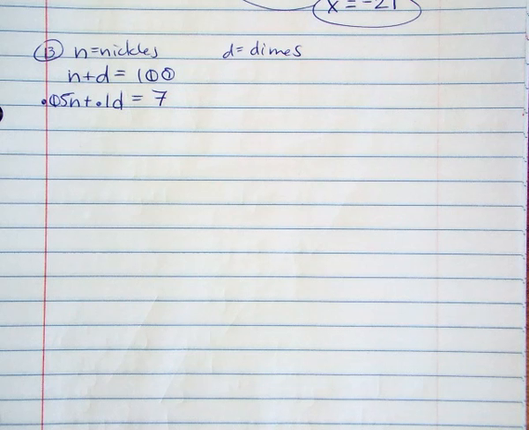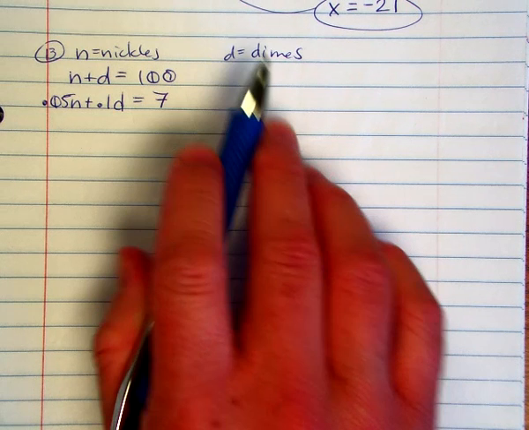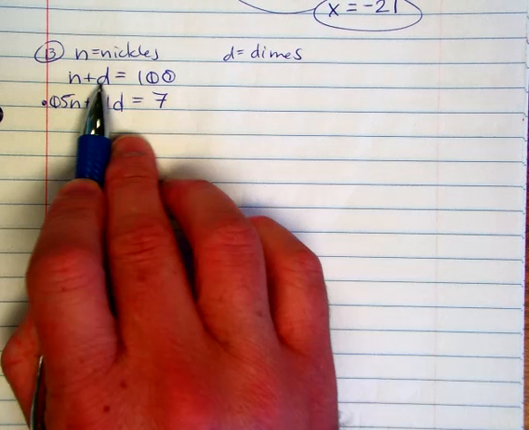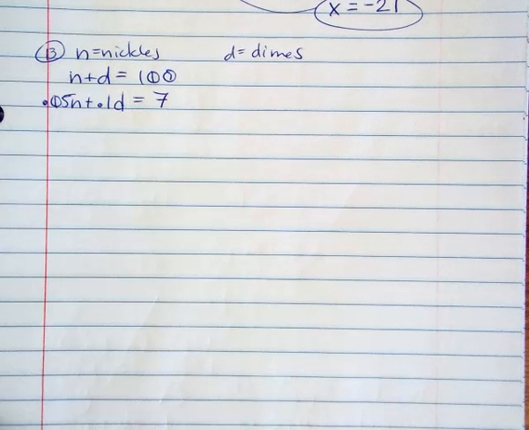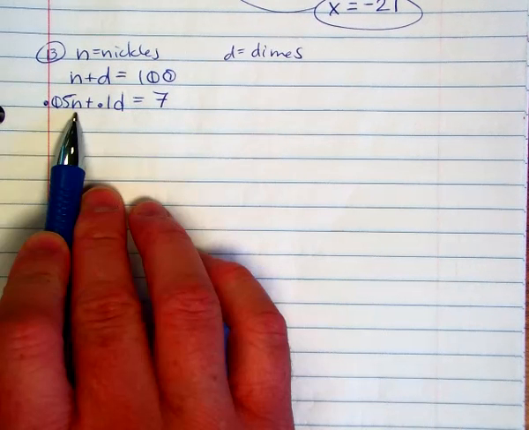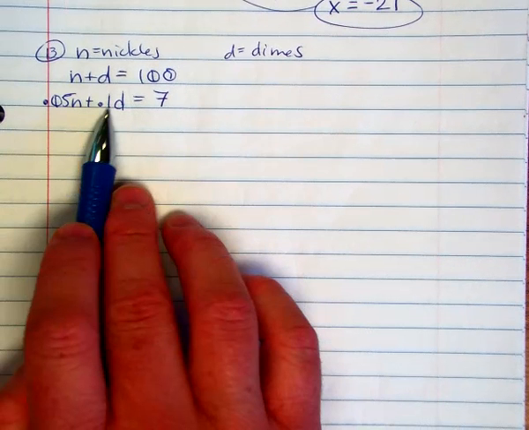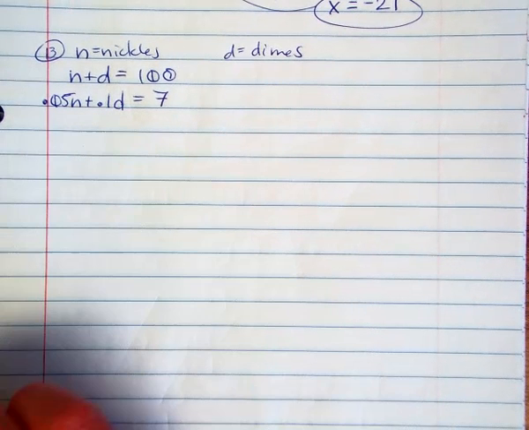Okay, so recap real quick. We have nickels is N, dimes is D. It said there are 100 total. So nickels and dimes all together is 100. 5 cents for every nickel plus 10 cents for every dime, $7 total. So 5 cents for every nickel, 10 cents for every dime, $7 total.